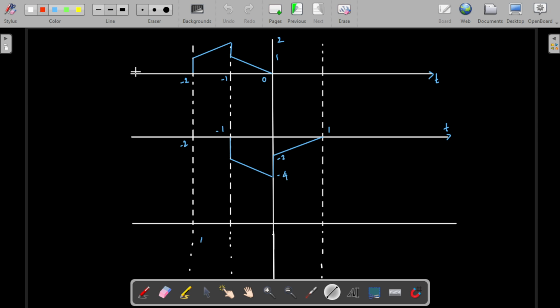So let me track the signal first. So that is the first rule. So here if you track the signal, the slope will be equal to 0. So s is equal to 0. So here the net transition is 1. So here the slope is 1. So here the net transition is 1. Here the slope is minus 1. So this is also minus 1.